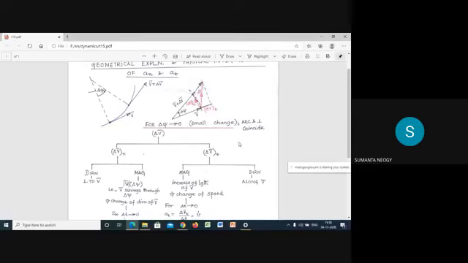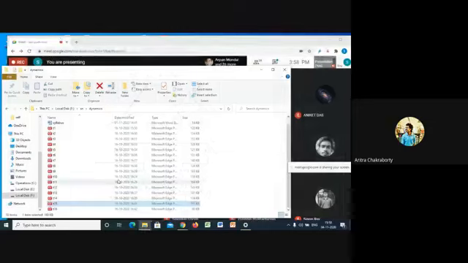The crux of the whole thing is that normal acceleration takes care of direction change of velocity, and tangential acceleration takes care of magnitude change of velocity. So change of speed is reflected in tangential acceleration. Is this okay? Yes, sir. Any queries? No, sir. Okay, 14.